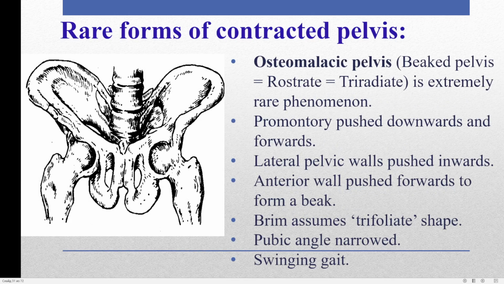Another rare form is the osteomalacic pelvis. It is an extremely rare phenomenon. The promontory is pushed downwards and forwards. The lateral pelvic walls are pushed inwards, the anterior wall is pushed forwards to form a beak, the brim assumes a trifoliate shape, and the pubic angle is narrowed. And of course, in this situation, and in this form and all previous rare forms, it's always an indication for cesarean section.